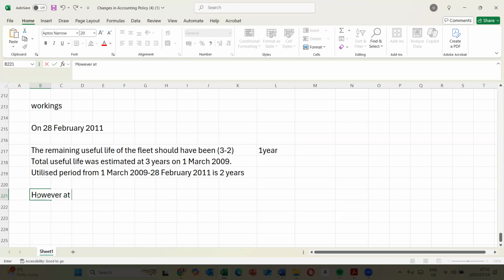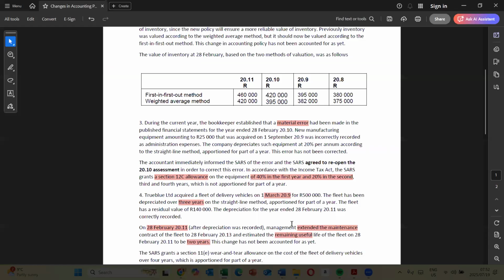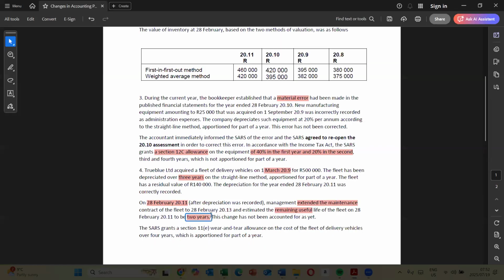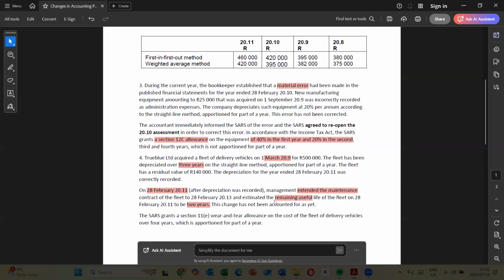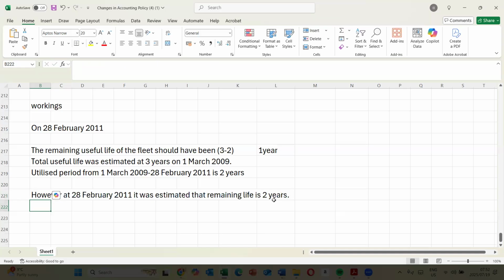However, at 20th February 2011, it was estimated that the remaining life is, so look at it. Here they estimated on 20th February 2011 that the remaining useful life is now 2 years. So do you see? Now there is a difference in regards to the original estimated useful life and the new estimate. So what do we do now?